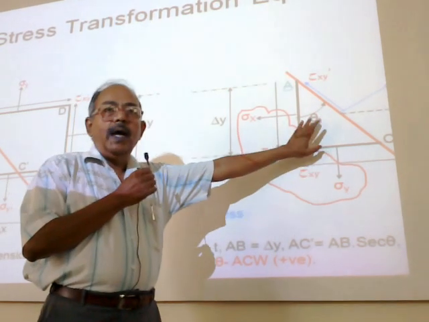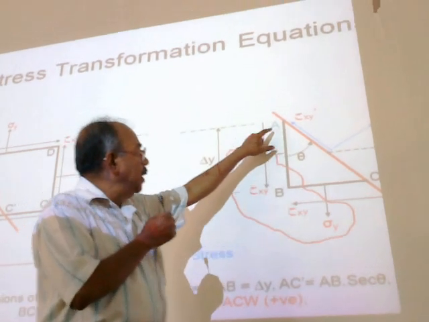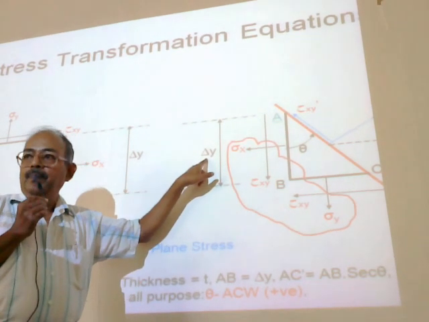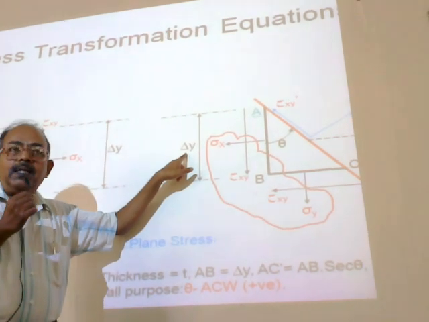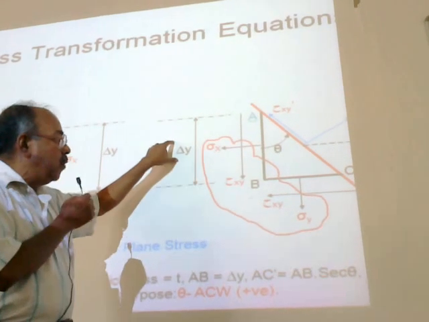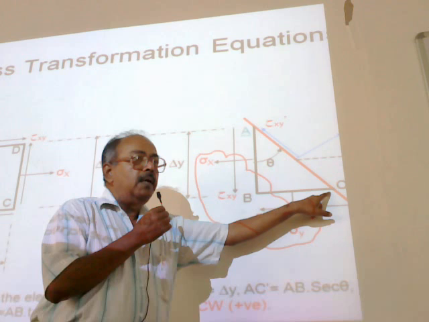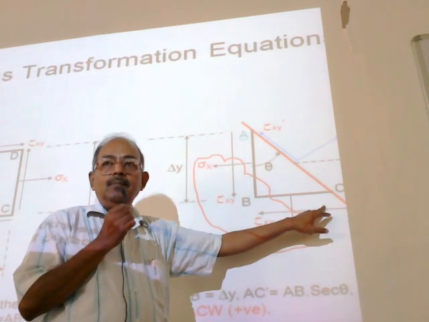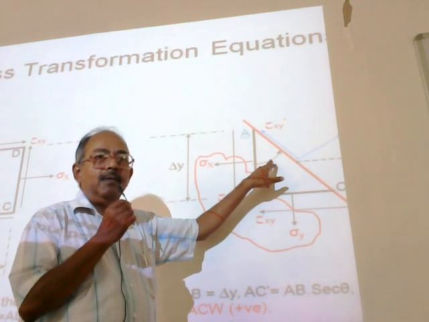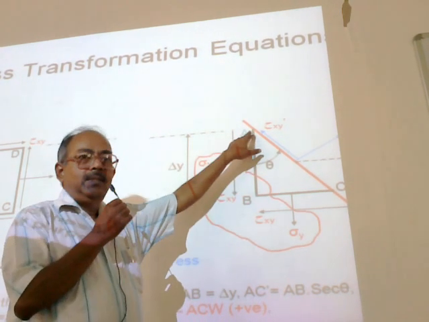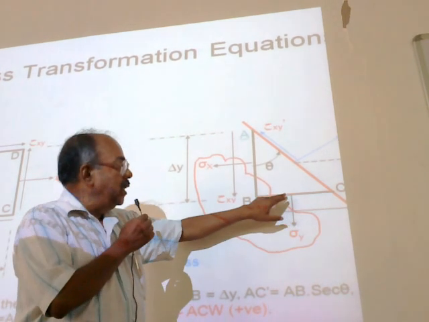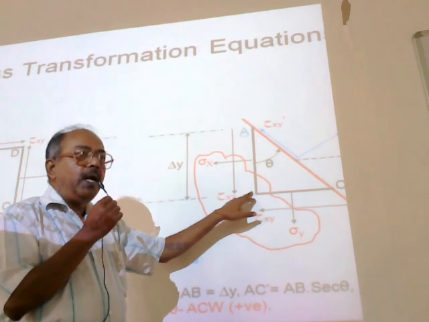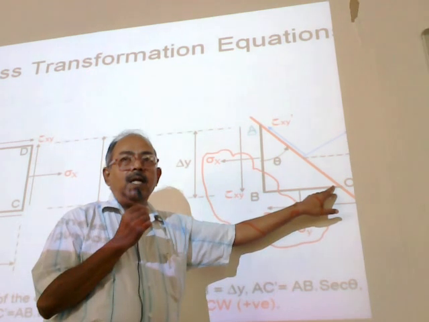Now from this diagram, which is a right angle triangle, if the distance A to B is delta y, can we find out what BC prime and AC prime will be from trigonometry? The angle is theta here. This is your perpendicular, this is your base, and BC prime and AC prime, the hypotenuse.